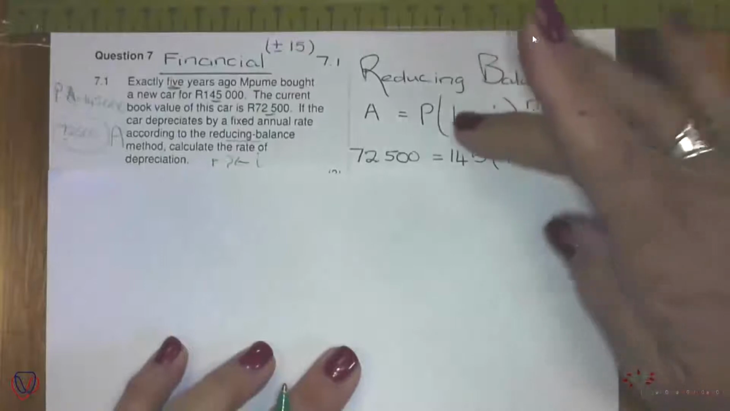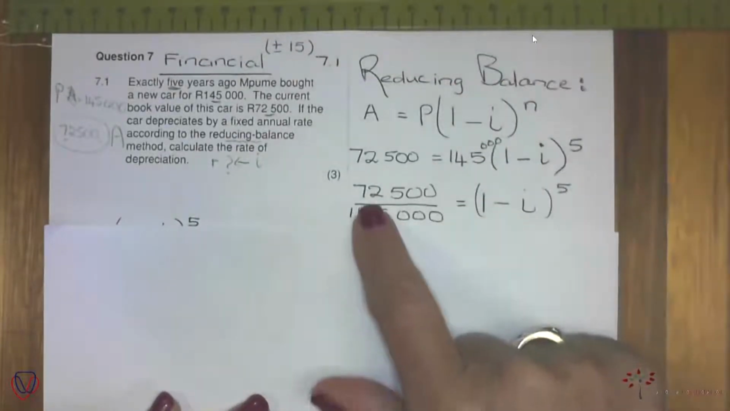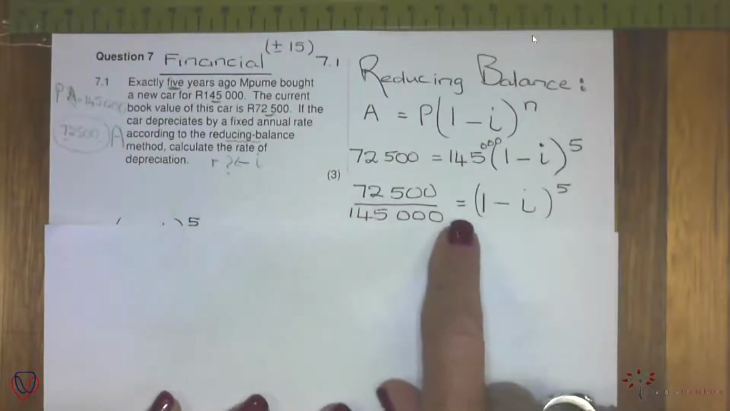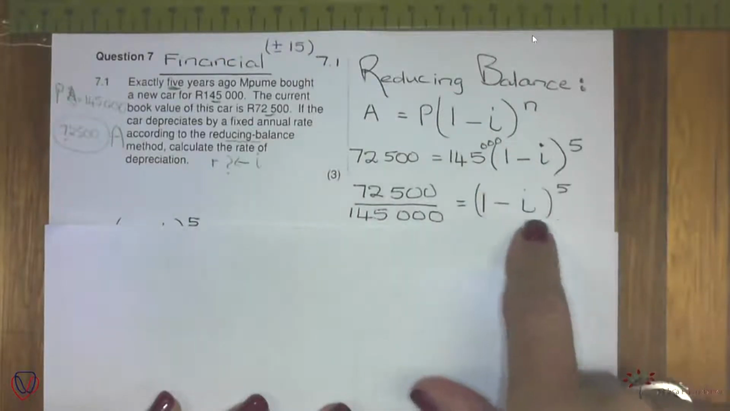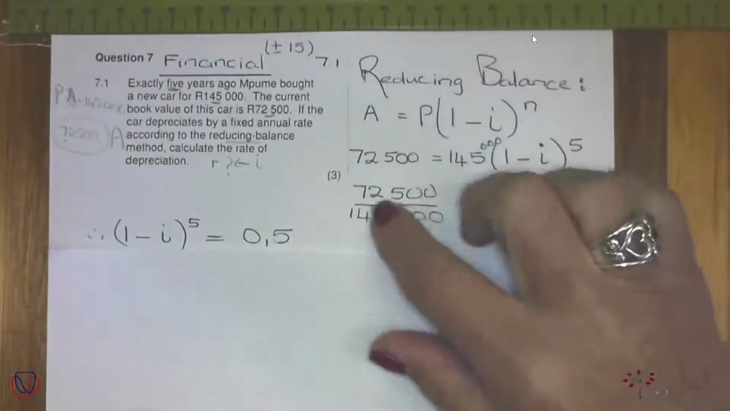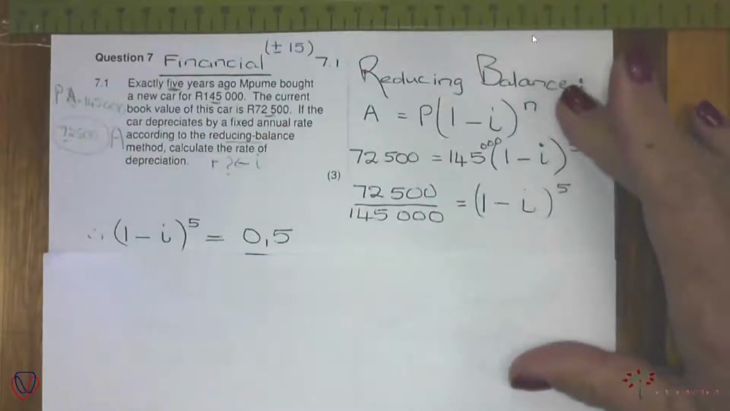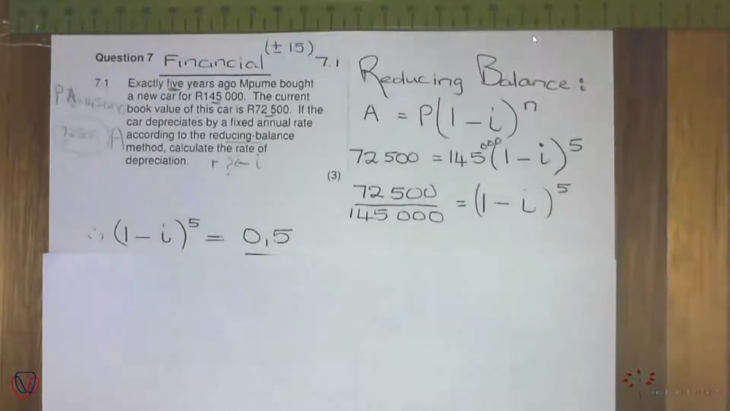Now we're going to take that 145,000 and divide it into the 72,000. And that is going to leave me with this little bracket here. The answer to that is 0.5. So in other words, the car depreciated by 50% over the 5 years. But they want to know the rate per annum, not for the 5 years.